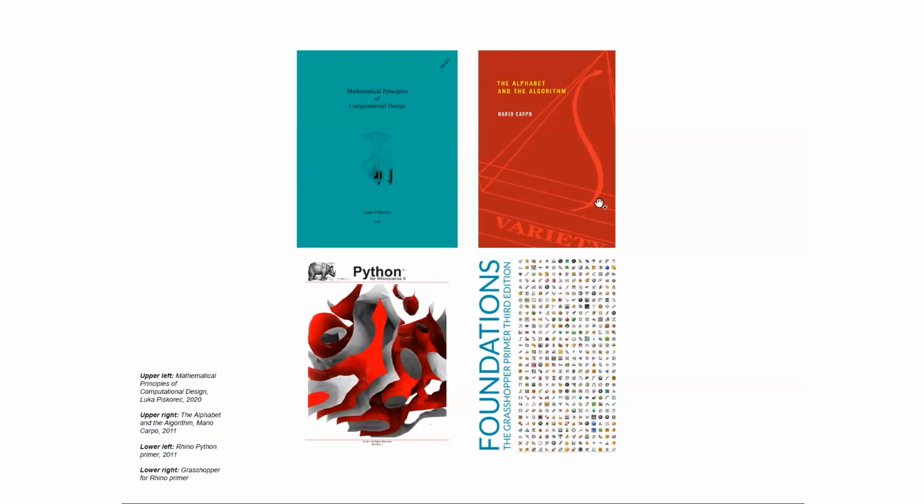A good short reference to read at this point is The Alphabet and the Algorithm by Mario Carpo. It is a rather short book, and we have a scan of one chapter in the readings, so it's just a few pages. But the book itself is a really nice read, and if you have a chance to get it in the library, do it. Otherwise, you can go through the text that is in the readings.